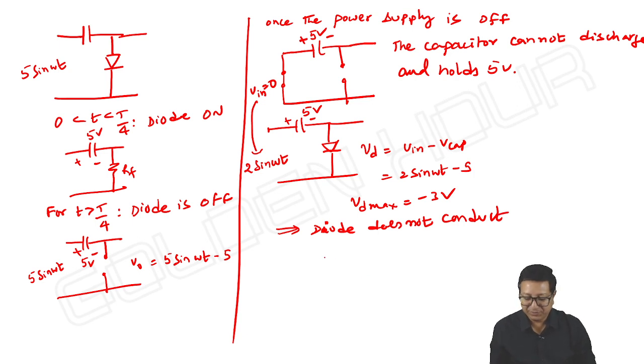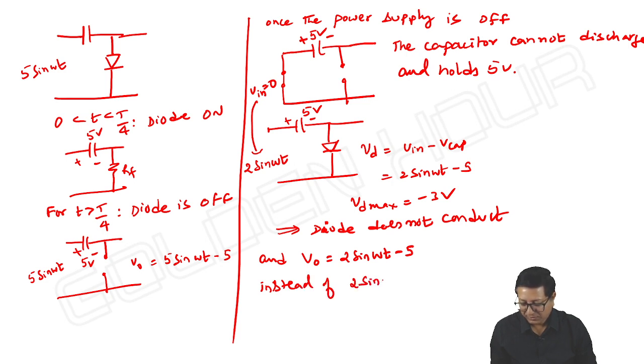And how about the output waveform? We get V output equal to 2 sin omega t minus 5, instead of 2 sin omega t minus 2. What do we expect? The moment you see a negative clamper, what do we expect? Output should be input minus the peak amplitude of the input: 2 sin omega t minus 2. This is the expected output. But what you see is only this. This is one issue we can see, under ideal conditions I'm speaking.